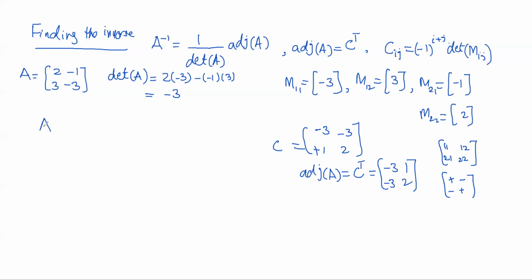Now we can find the A inverse. A inverse is equal to 1 over the determinant of A, so it will be -1/3 times the adjoint of A. Just multiply by -1/3, it will be 1, minus 1/3, and then 1, minus 2/3. So this will be the inverse of A.